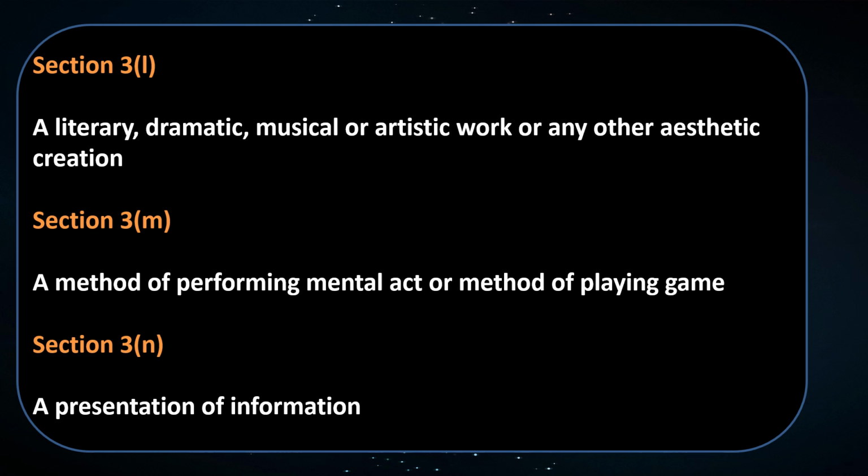Then Section 3M states that a method of performing a mental act or method of playing a game is not patentable. A simple example would be if someone found a new way of playing a chess game. They cannot patent the steps involved in playing that game. And Section 3N says a presentation of information is not patentable. I think that is self-explanatory.